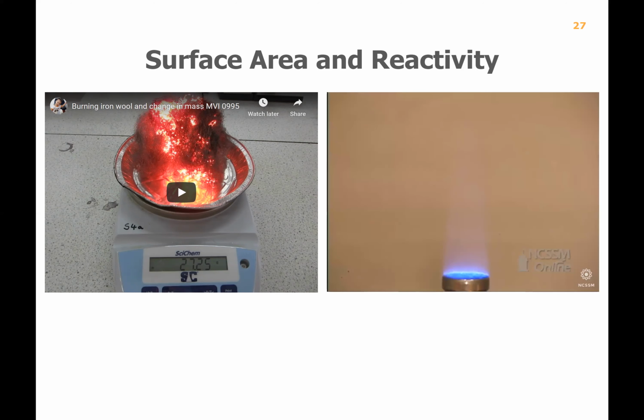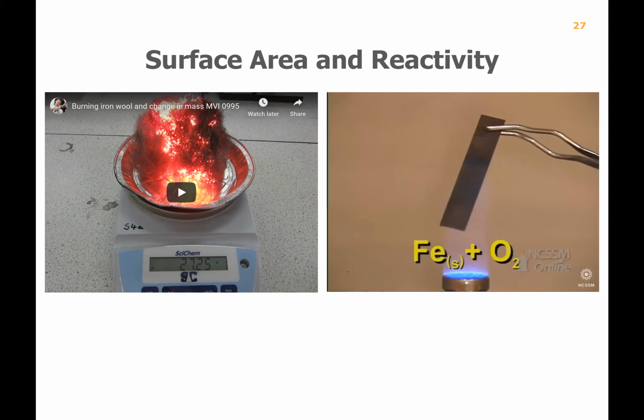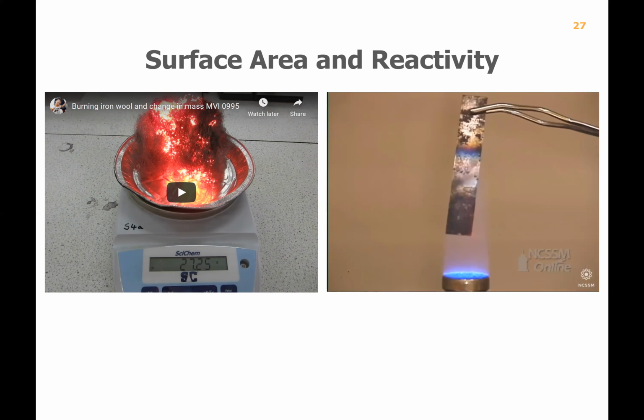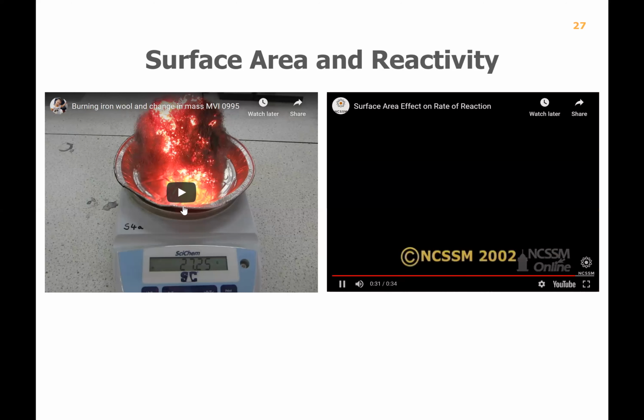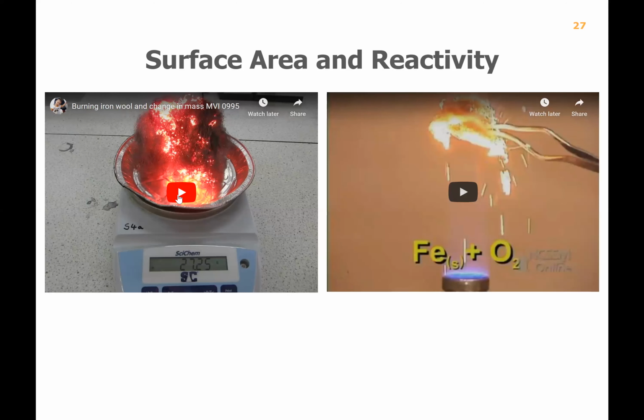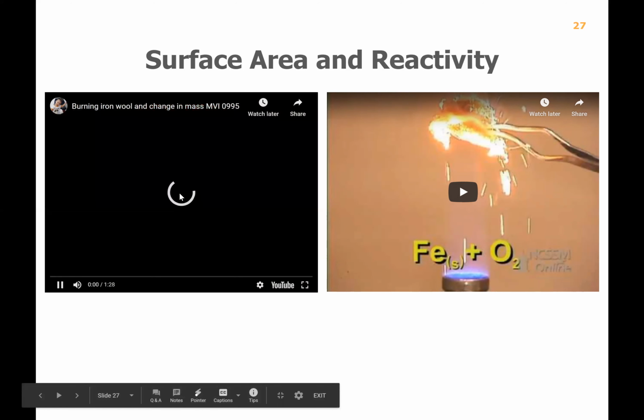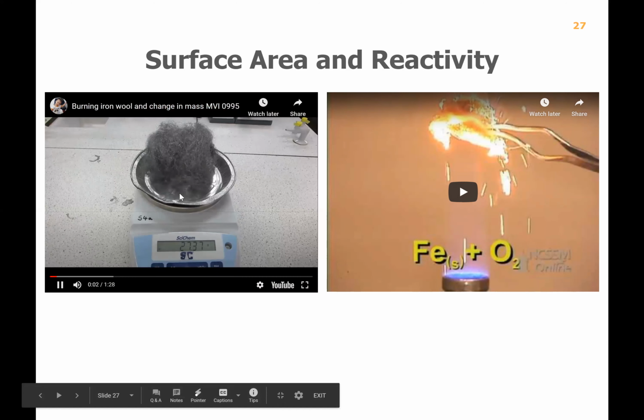So yeah, here we go. Let's look at the rate of the reaction of a very large surface area. Now with a small surface area, you can see we don't get that fast reaction. Almost nothing happens. This video I also like. Again, we're looking at the steel wool or iron being able to burn.